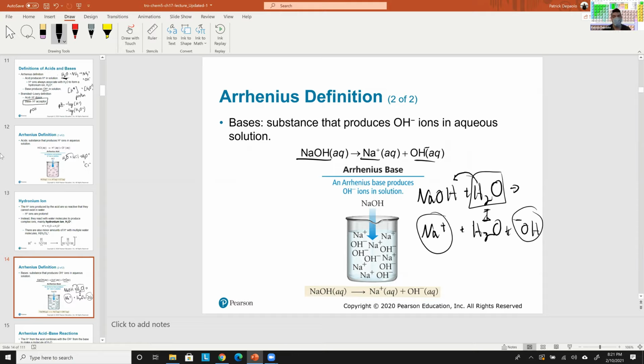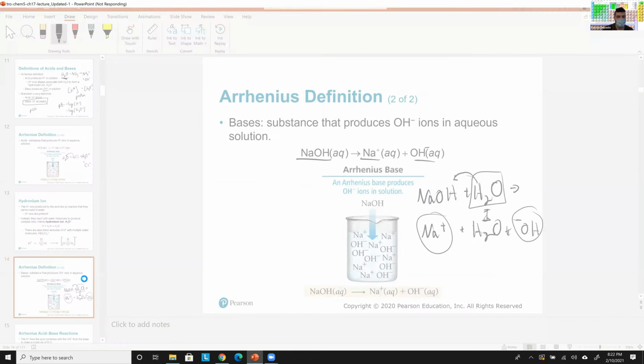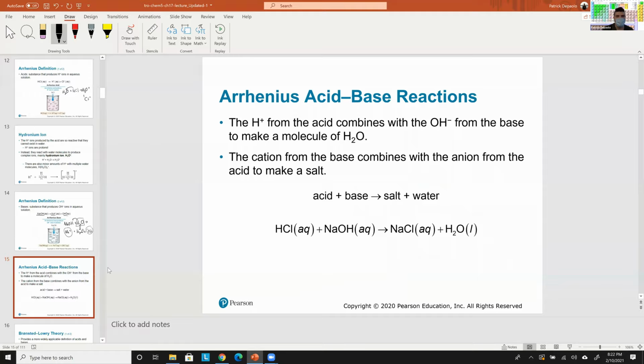It's not going to neutralize by itself. So that's why when we do neutralization, we're always adding it to a water-based, an aqueous solution. It wouldn't just do it on its own.